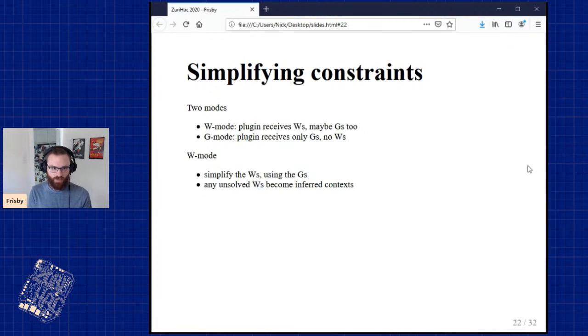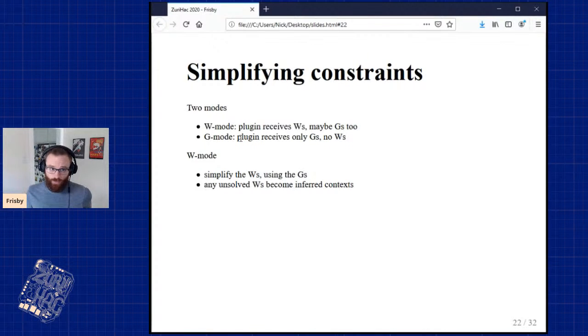So that's the fundamental role of a plugin. And that's what we generally think of plugins as doing. They receive some wanted constraints, maybe they receive some givens too, and they're supposed to solve or improve the givens, or solve or improve the wanteds using the givens. And that's what I call W mode. That's the principal way we think about plugins, and that's where the real work happens.